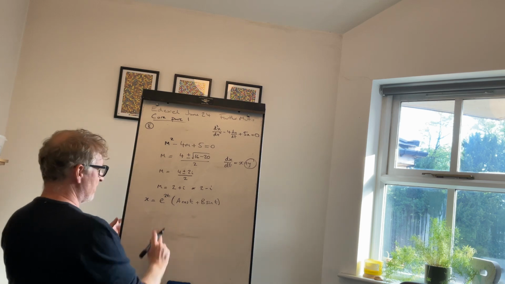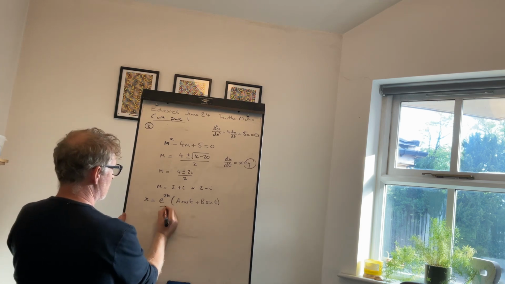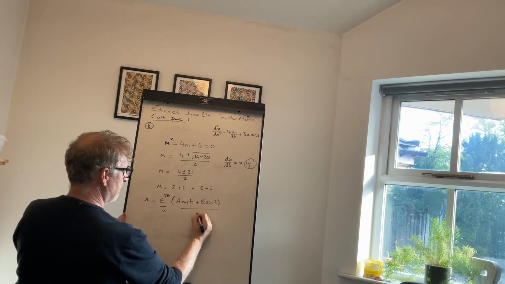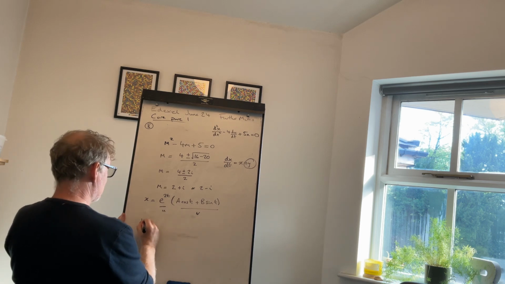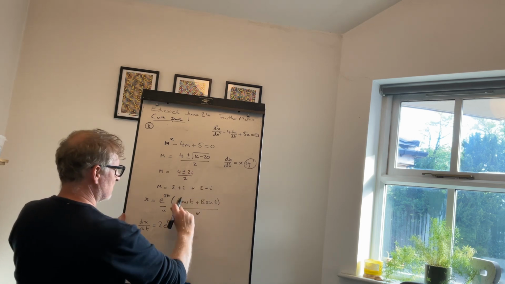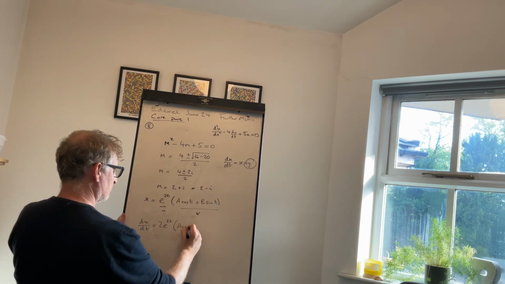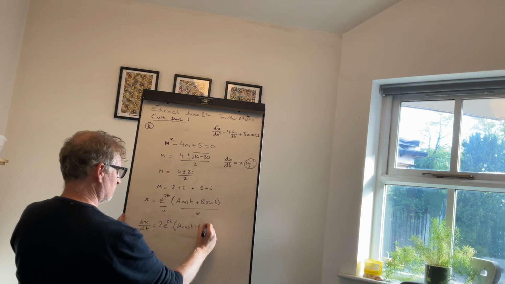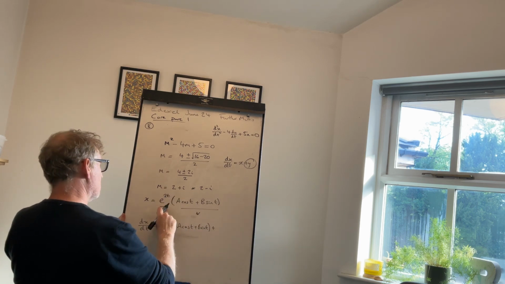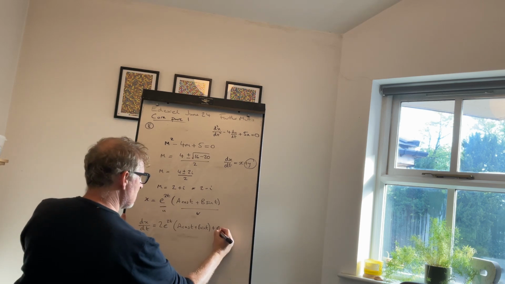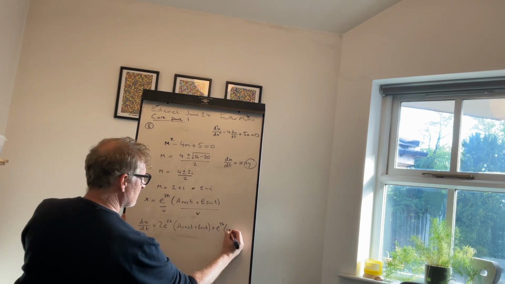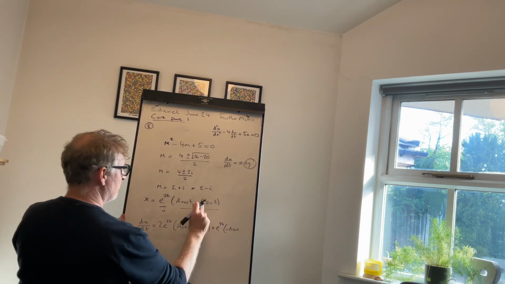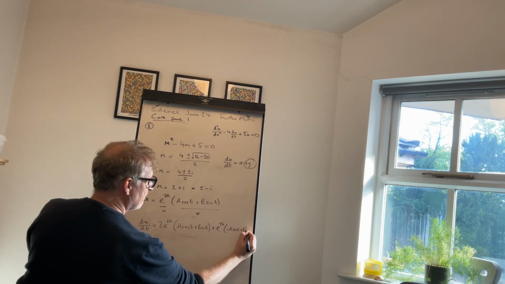So we've got a bit of a product rule going on here. I'm going to call that my u and that my v. And so when I differentiate this, I get 2e^(2t). So dx/dt is going to be 2e^(2t) times that, plus u times the differential of v. So that's e^(2t) times the differential of v. So a cos t differentiated is minus a sin t, and b sin t differentiated is b cos t.